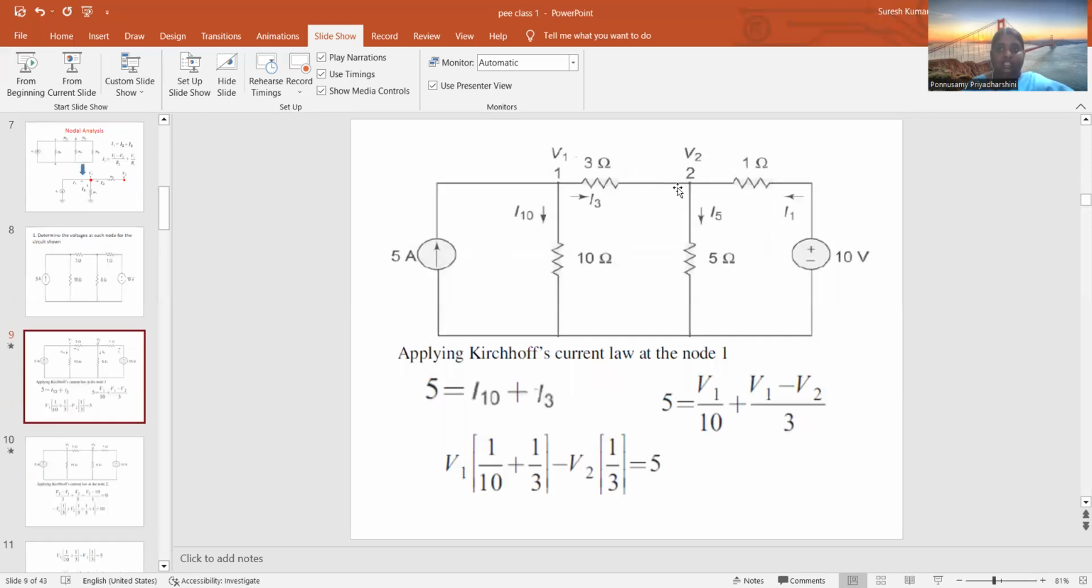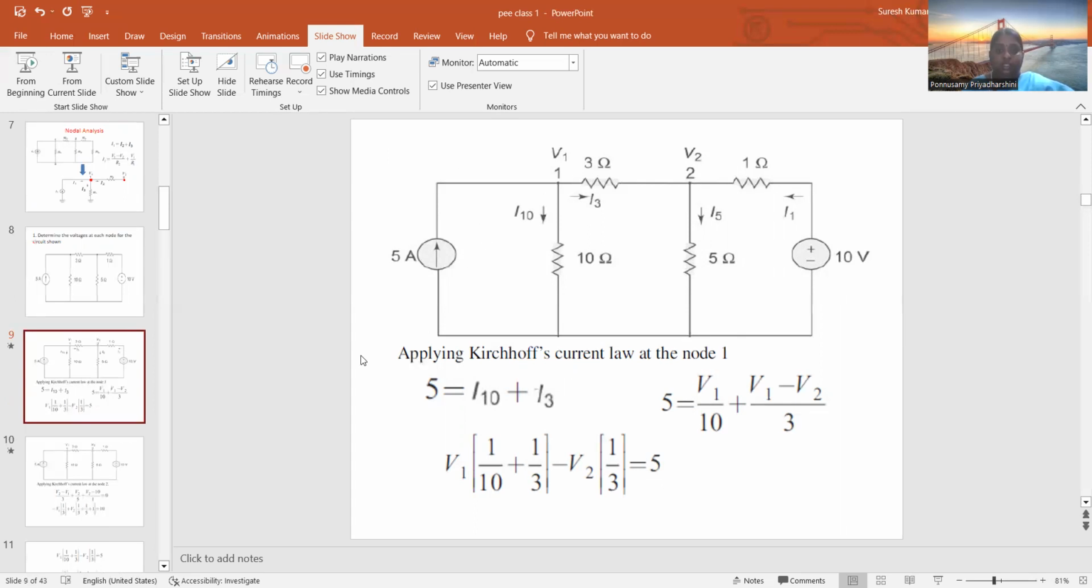Next, in this diagram, they have mentioned it clearly. This is I1 and I2, V1 and V2, and the resistors are 3 ohms, 10 ohms, 5 ohms and 1 ohm. Here the current source has been used and here the voltage source has been used. We are applying Kirchhoff's current law at node 1. What does Kirchhoff's current law say? The current towards the node is equal to the current away from the node.